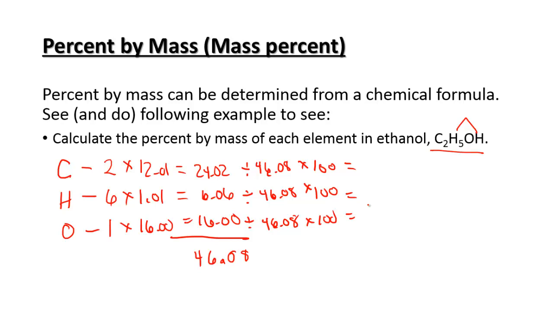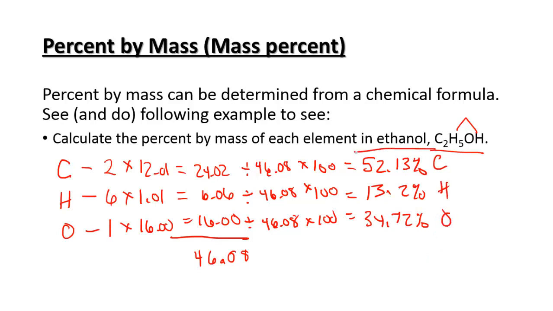So, for the first one, we end up with approximately 52.13%. For the next one, we end up with 13.2%. And for the last one, we end up with 34.72%. And make sure you label them. That's the percentage of carbon, hydrogen, and oxygen.